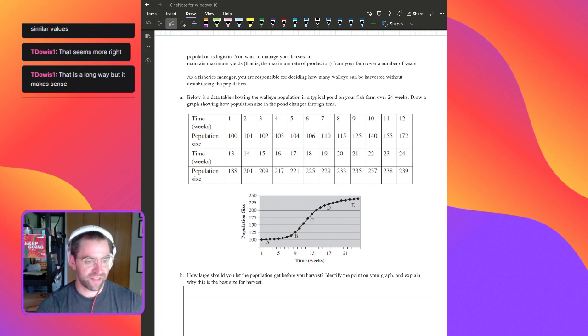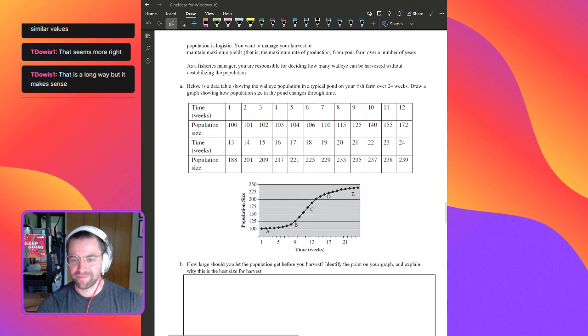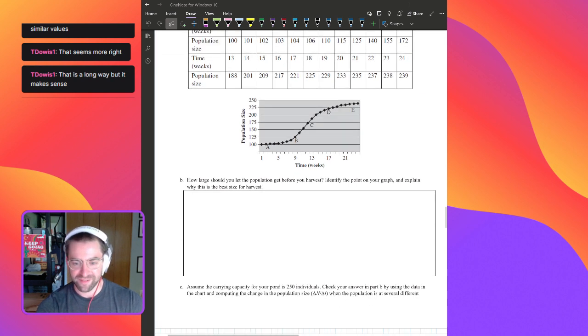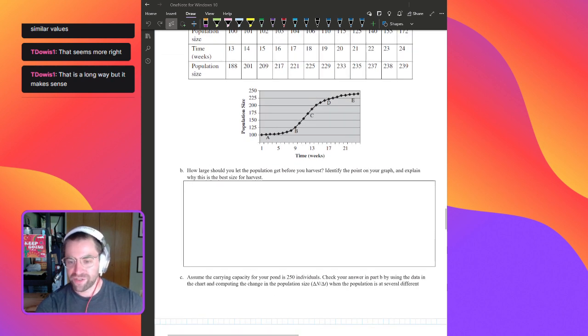It appears that they've already drawn a graph, have they not? Week 1, we've got 100. Yep, 101. 100. Let's see. Week 9, do we have a decent jump to 125? Yep. Week 13, it looks like we're at 188. Okay, so we don't need to draw anything. This has already been done. Fantastic. Love that. How large should you let the population get before you harvest?